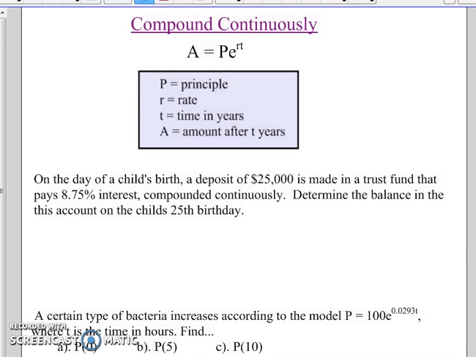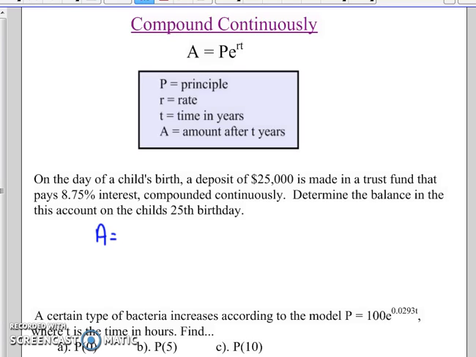So the first example, on the day of a child's birth, a deposit of $25,000 is made in a trust fund that pays 8.75% interest, compounded continuously. Determine the balance in this account on the child's 25th birthday. So first we're going to set it up. So A is what we're trying to find.